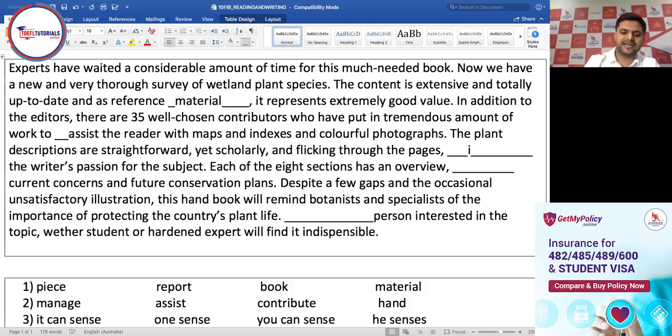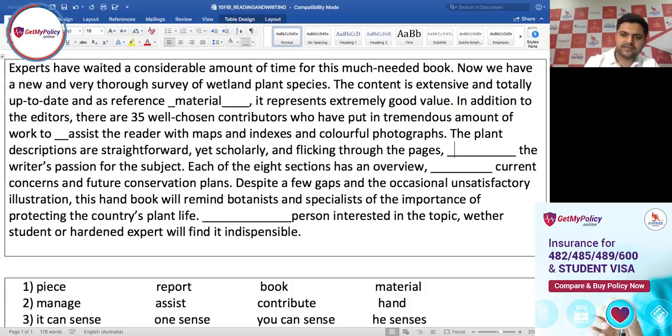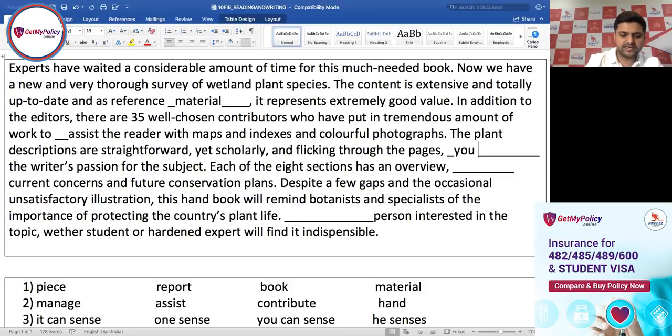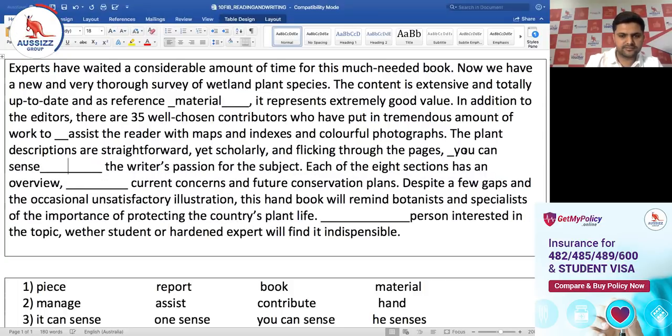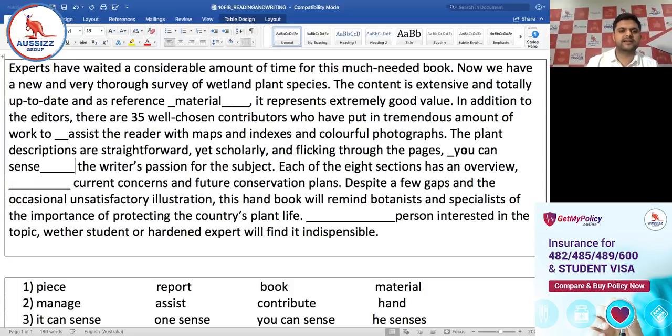When we say "it can sense", it means that you're talking about something, but there is nothing that has been discussed before about which we are saying. So "it" or "he" does not make sense because there is no reference word that we are talking about. So "one senses" does not give meaning here. So you can sense the writer's passion for the subject.